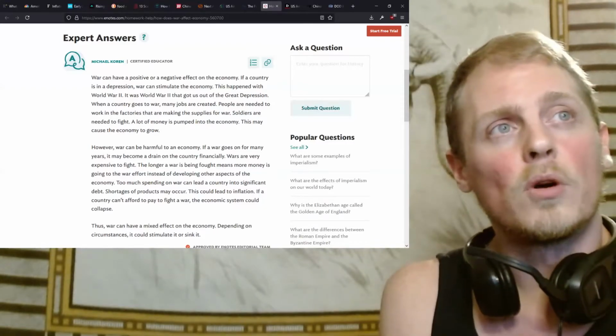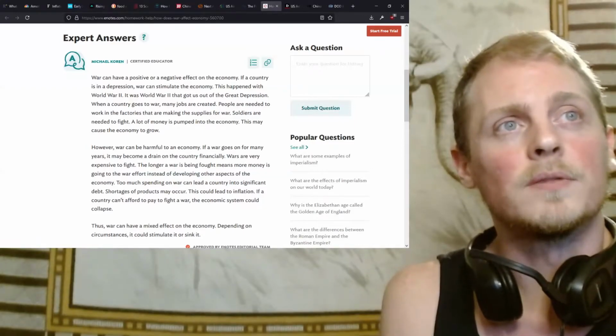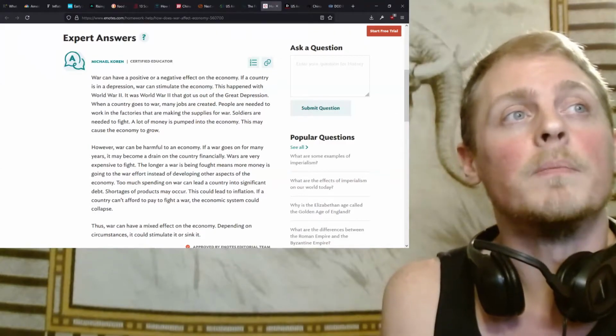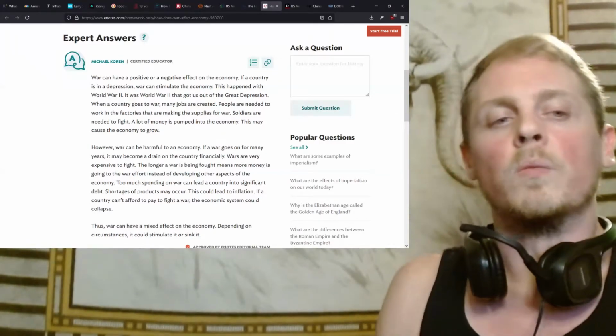When a country goes to war, many jobs are created. People are needed to work in the factories that are making supplies for war. Soldiers are needed to fight, and a lot of money is pumped into the economy. This may cause the economy to grow, but we have to be very careful, because what happens after that when war reaches the end?